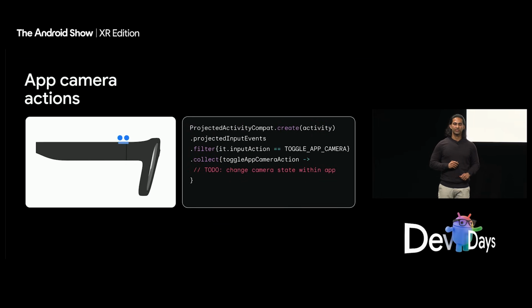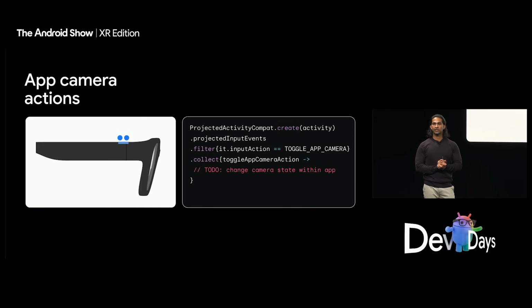App Camera Actions allows for your activity to get access to user camera actions. For example, you may want to turn on and off your camera in your video streaming app. Your app can receive this user action and act accordingly.